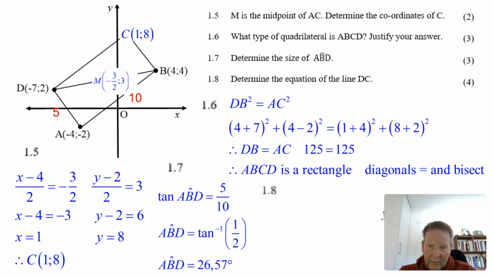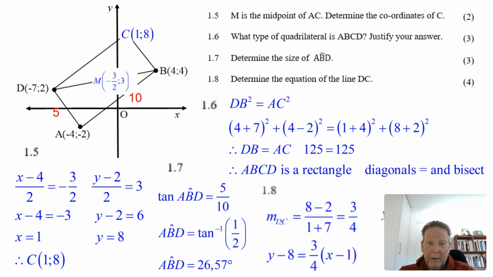Well, there's an excellent formula for the equation of the line. What do we need? Well, for DC, we could use this point 1 and 8 or this one. But look at that. 1 and 8. Well, we don't have the gradient. Well, let's just figure out the gradient of DC. 8 minus 2 over 1 plus 7, that's a gradient of 3/4.